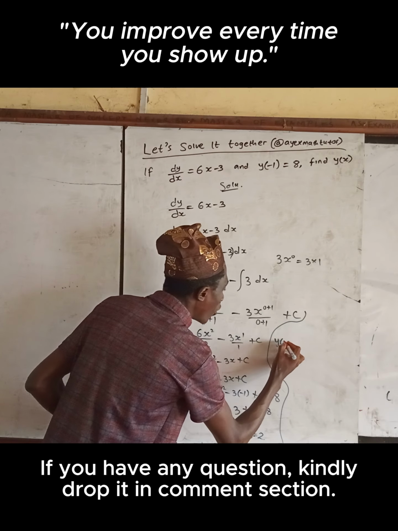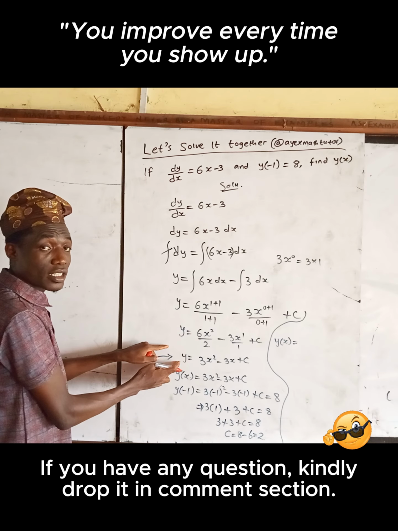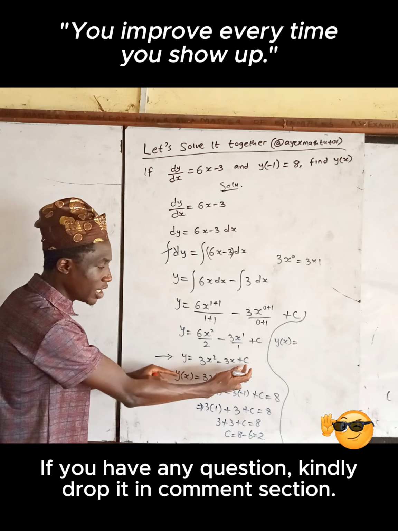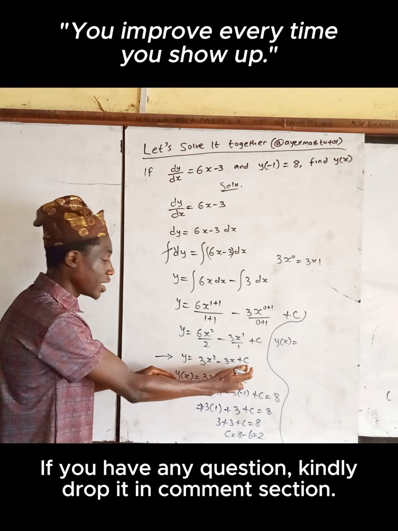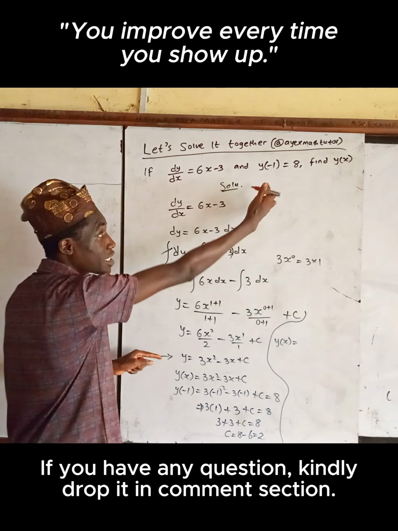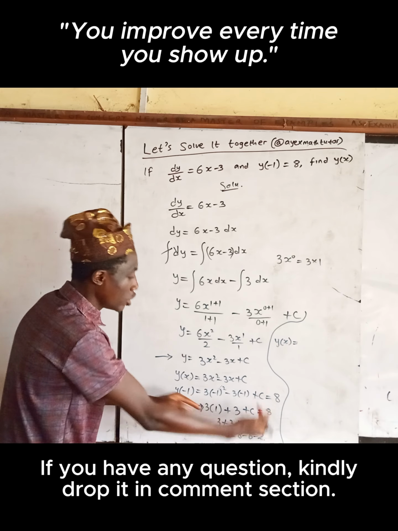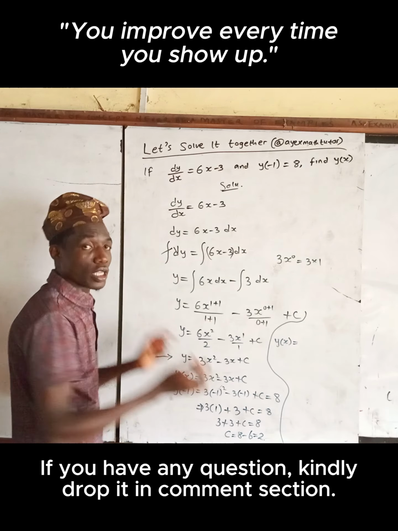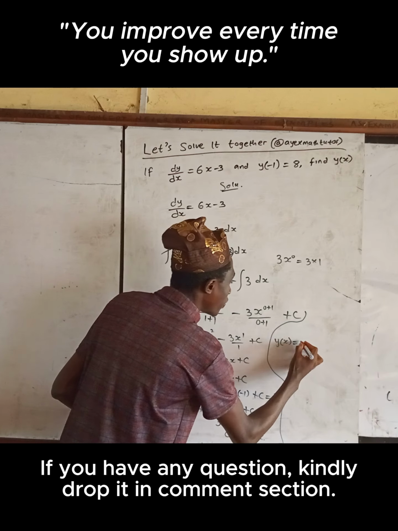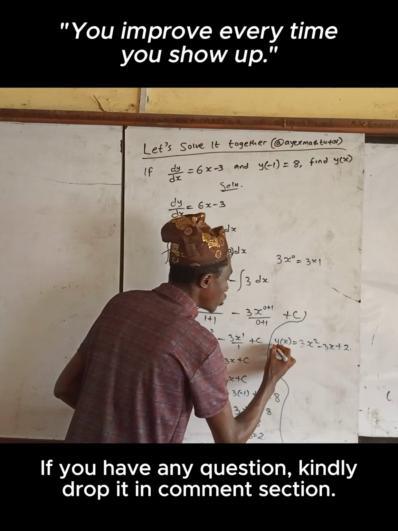Then for our y of x, we come back to this expression, because this is still our final destination. We cannot leave it since we don't know the value of c here. That is why we have to make use of the value they gave us. Are you getting it? So after getting c to be 2, we replace c with 2, and that is the final answer. We have 3x squared minus 3x plus 2. That is the final answer.